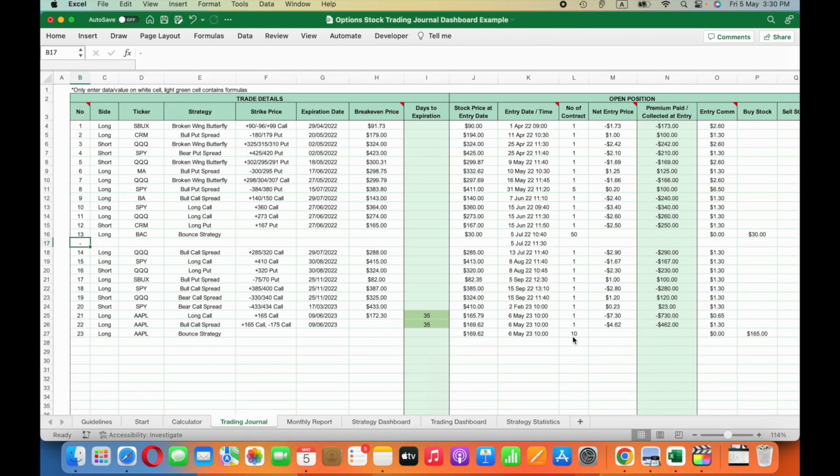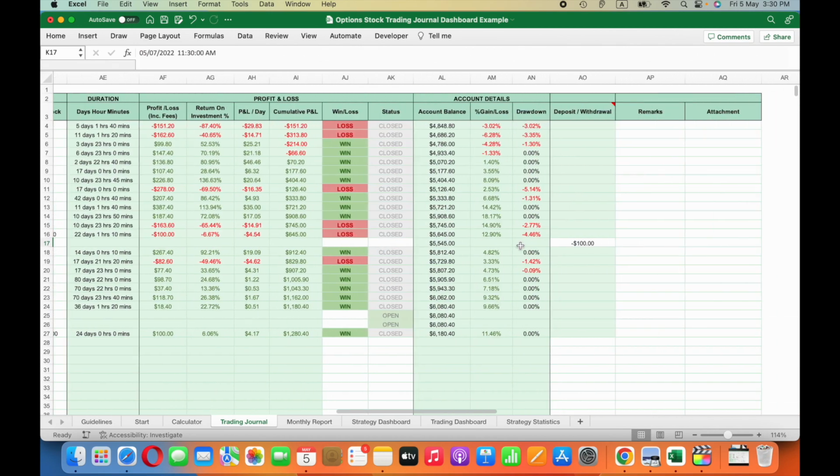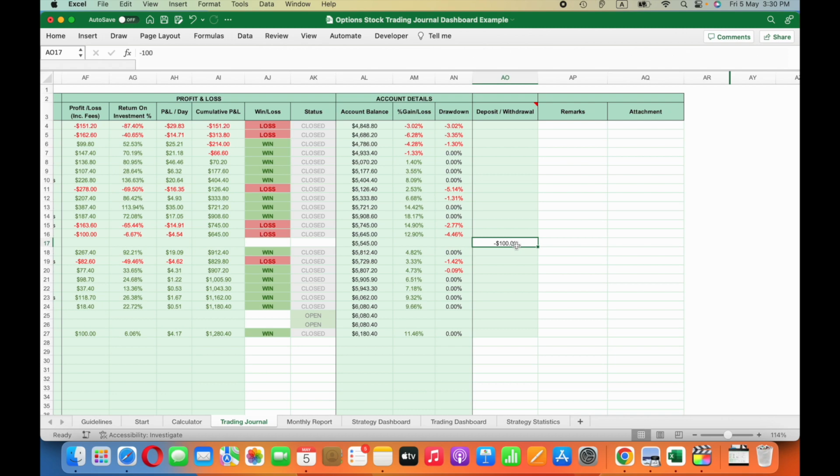When you deposit or withdraw money from your account, remember to put a dash sign in the number column. Input date of withdrawal or deposit fund. And then input the amount of withdrawal or deposit. If you are withdrawing money from your account, remember to put a minus sign.